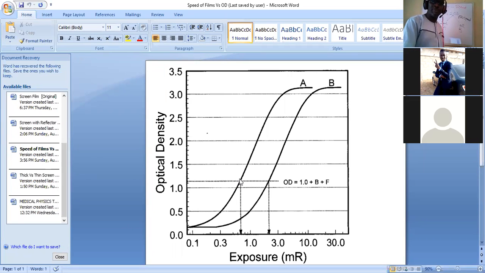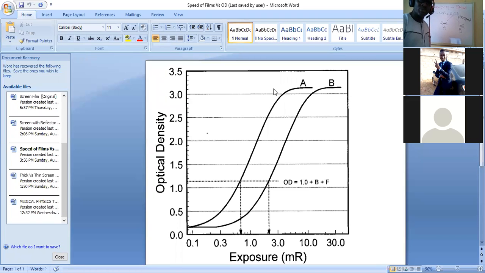If you look at these films, they clearly have the same gradients, that is the same contrast. Why is that so? Because if you look at them, the gradient is about the same. If you look at this portion, they have the same steepness. So if you measure the gradient of these two curves, you are going to have essentially the same thing. But the difference is in the position where they are.